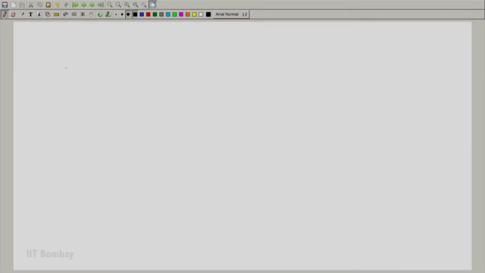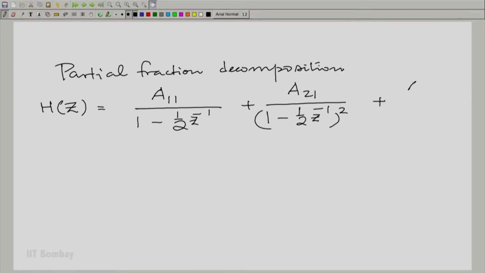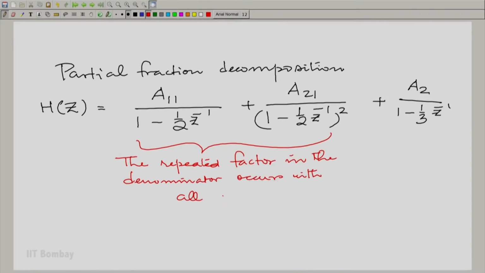So, the first thing is to decompose into partial fractions. And how would the partial fractions for this expression look? H of Z would be of the form sum A1 divided by 1 minus half Z inverse, and so on. So, this is the form we want. We want each factor to be explicit in all its powers. So, for example, you will see here that the repeated factor occurs with all its powers, a power of 1 and a power of 2.